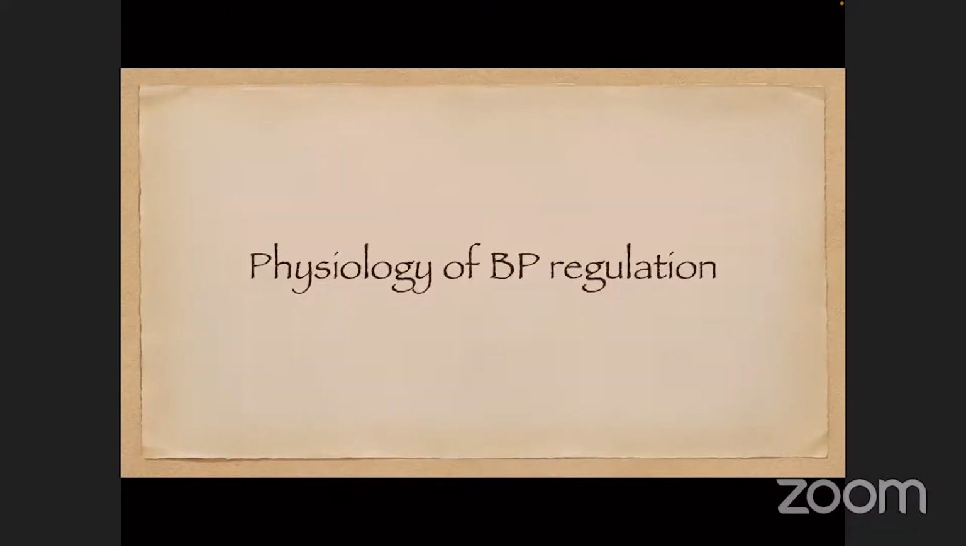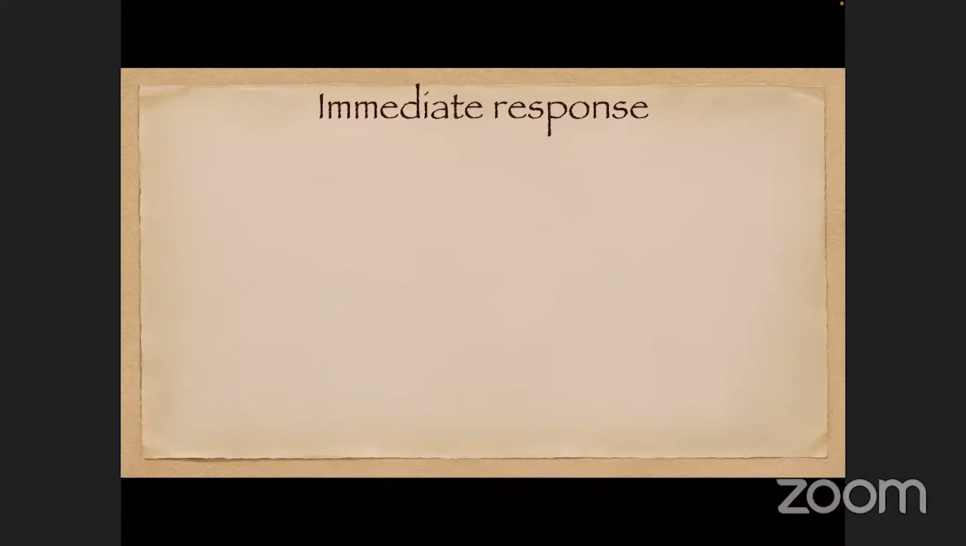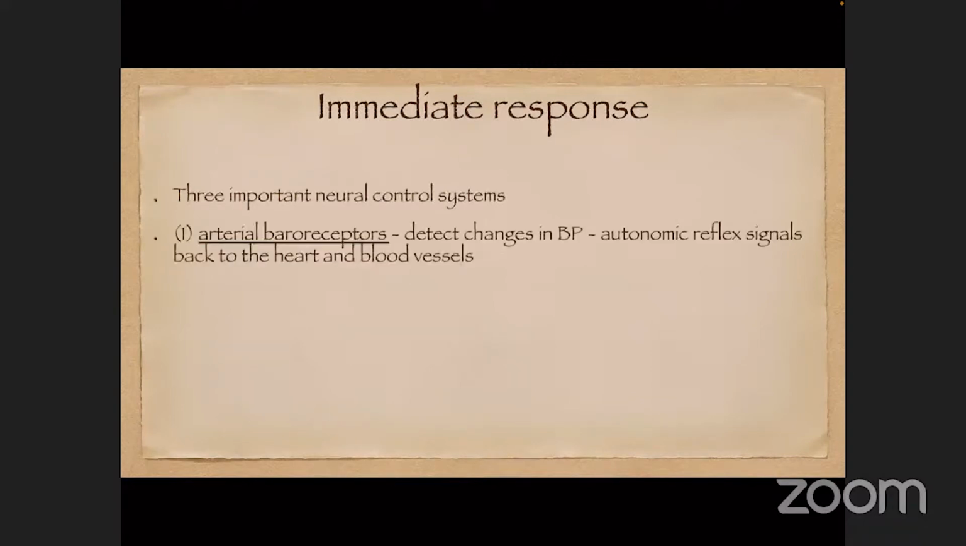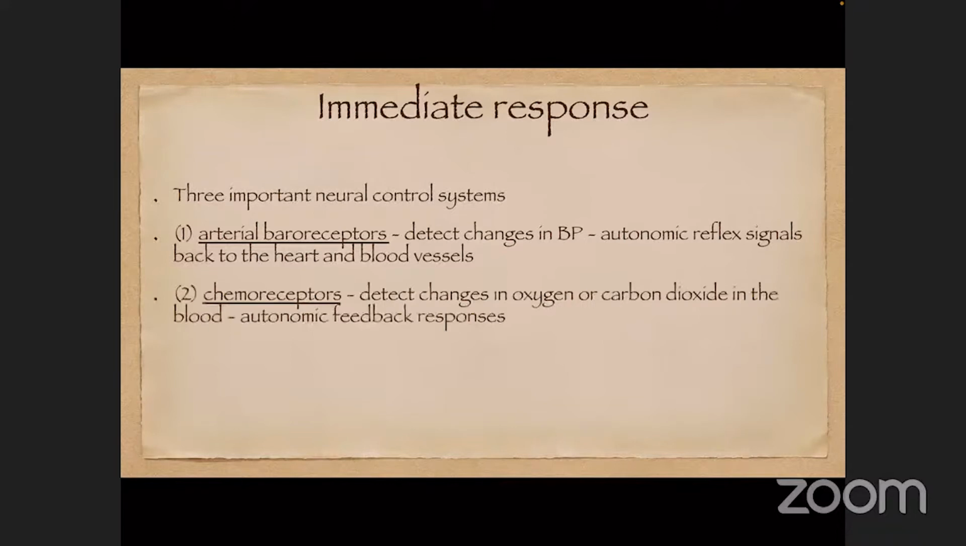So you look at the physiology of BP regulation in brief. So there are multi-level responses, of course, because blood pressure is such an important function. The immediate response actually occurs within seconds. So predominantly, it's a neural control system. So there are 3 mechanisms by which immediate response via neural control systems occur. Number 1 is the arterial baroreceptors. So you have arterial baroreceptors, which basically detect changes in blood pressure by the amount of stretch. And then it sends autonomic signals back to the heart and blood vessels to either increase or decrease the cardiac output or to make whatever necessary changes that has to be done.